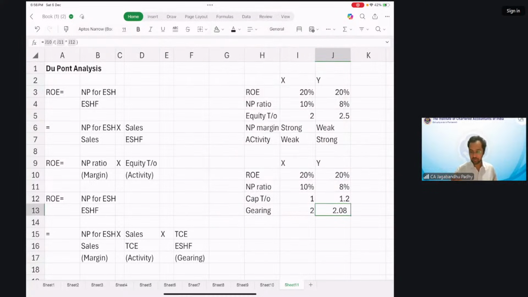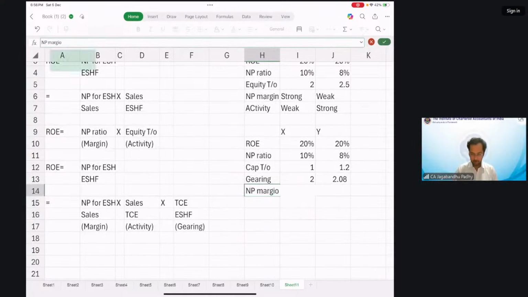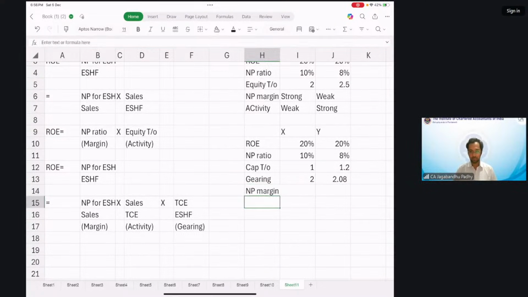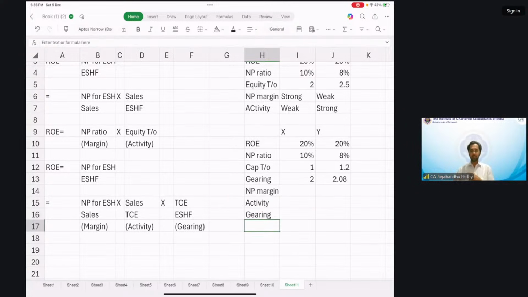Looking at these numbers, if I ask you, with regards to net profit margin, which company is having a strong point, with regards to activity, which company is having a strong point, and with regards to gearing, which company is having a stronger point.